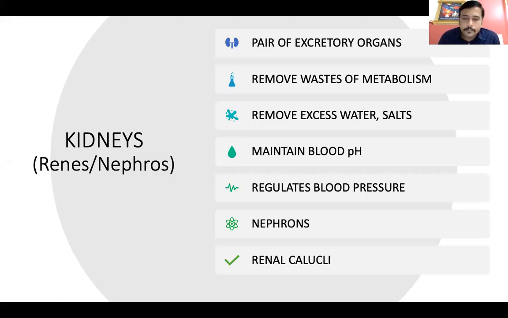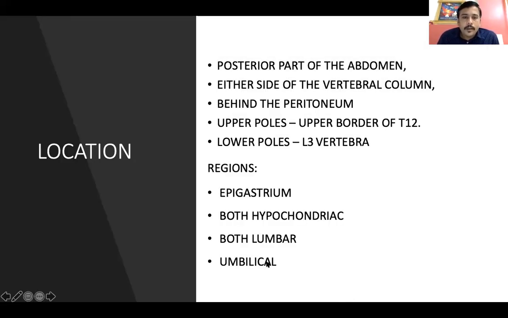Coming to its location, the kidneys are located in the posterior aspect of the abdomen, or the posterior cavity of the abdomen, on either side of the vertebral column. They lie on both sides of the vertebral column, and of course, they are retroperitoneal organs. They lie behind the peritoneum. Only the anterior surface is partially covered by the peritoneum. So they are known as retroperitoneal organs.